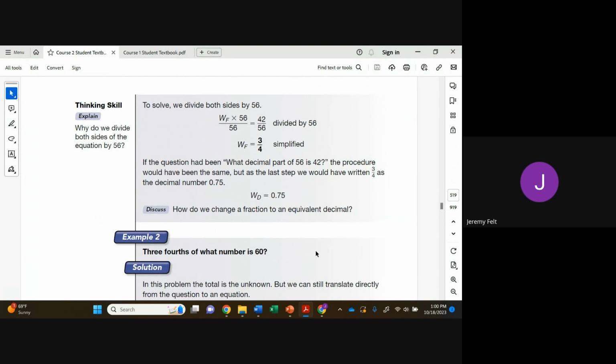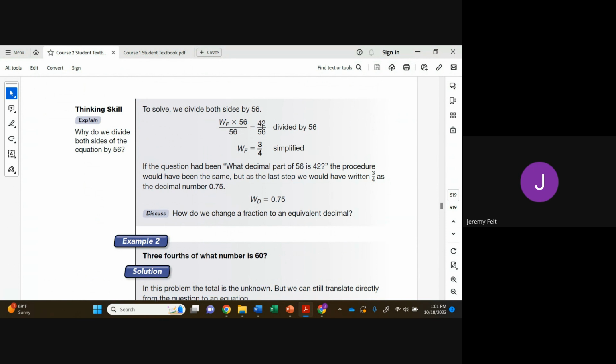Okay, and then if it was asking for the same question, what decimal or number, if it didn't say, it just said what number, and you could give it as a fraction or a decimal, the equivalent of 3/4, if we did 42 divided by 56 and came up with a decimal, would be 0.75.